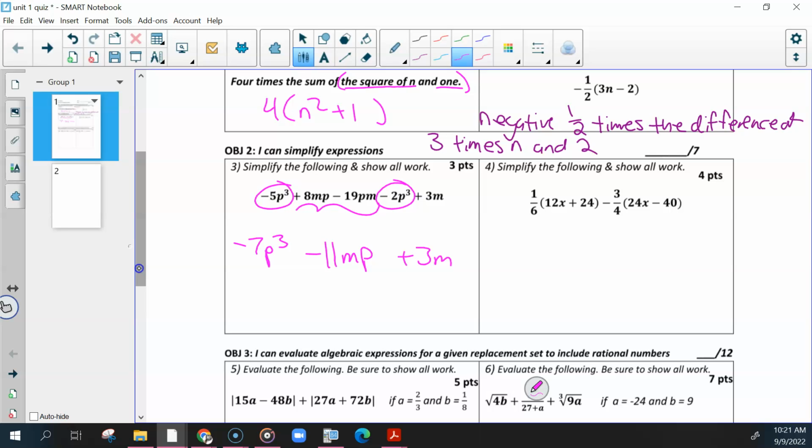I think this happened more so in this class than the other one. This exponent does not carry over to the number. It is just there. We shouldn't be doing anything with the exponent. So some of us were doing negative 125 and negative 8, and we should not have been doing that. Do we have questions on that one?